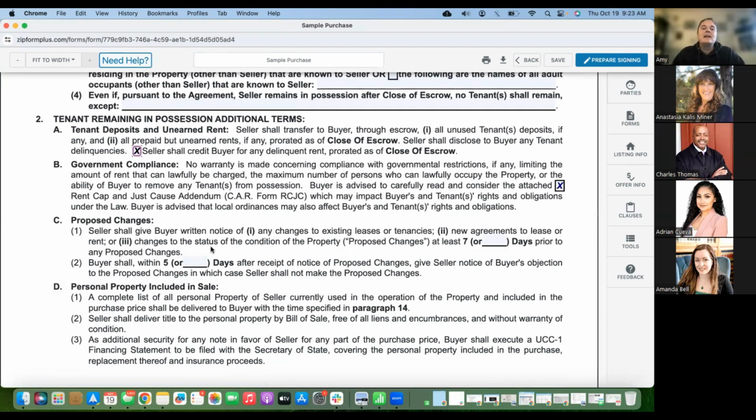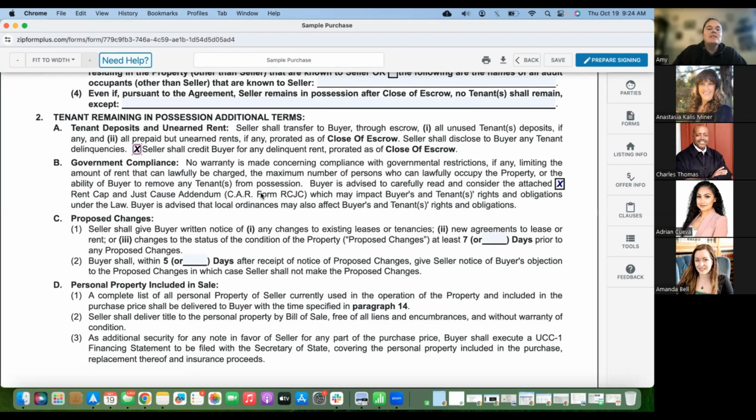Absolutely. Government compliance: no warranties made concerning compliance with governmental restrictions, if any, limiting the amount of rent that can lawfully be charged, maximum number of persons who can lawfully occupy the property, or ability of buyer to remove tenants from possession. Buyers advised to carefully read and consider the attached rent cap and just cause addendum, CAR form RCJC, which may impact buyers and tenants' rights and obligations under the law. Buyers advised that local ordinances may also affect buyer and tenants' rights and obligations. Okay, so that's your governmental compliance.